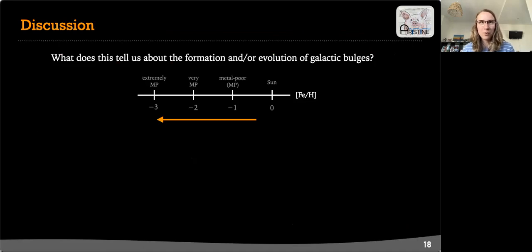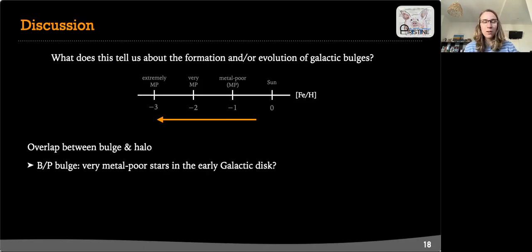So then what does this mean for the formation or evolution of galactic bulges? As you go to lower and lower metallicity, it's important to keep in mind we're looking at really the overlap region between bulge and halo, or disk and halo. And it's tricky to really disentangle what components different stars belong to. So if we are seeing this rotational signature as very metal poor stars that are part of a boxy peanut bulge, this tells us something about the presence of very metal poor stars in the early galactic disk in the very inner region. And this is an interesting possibility.